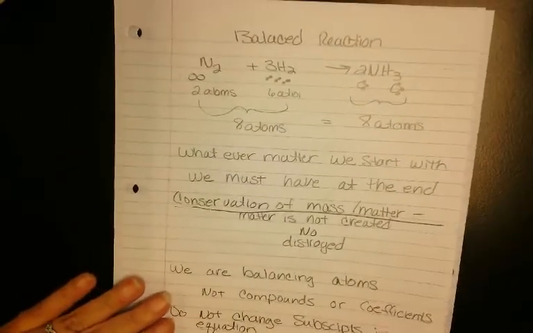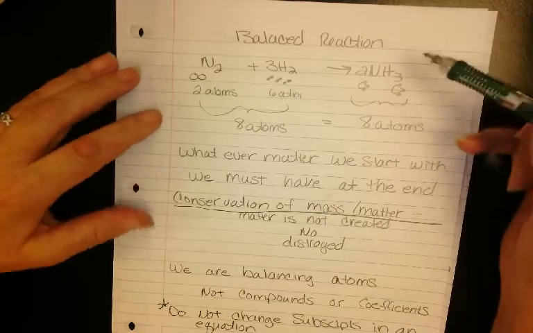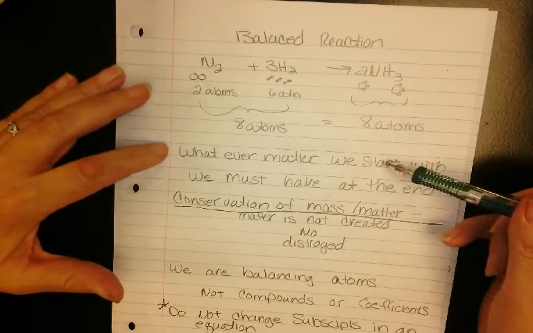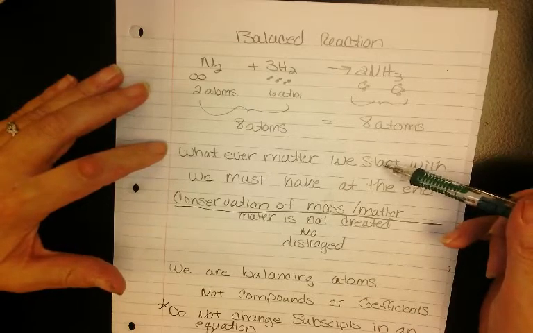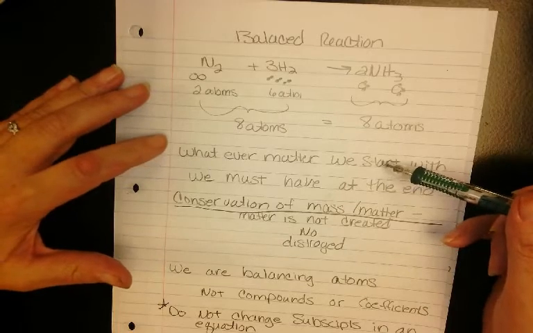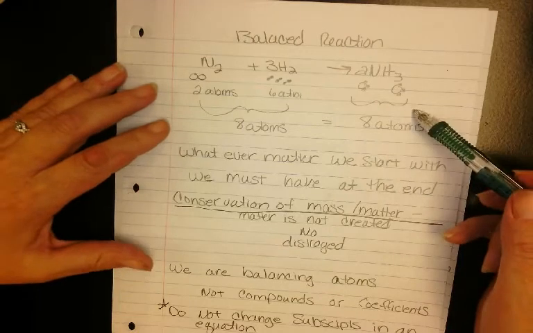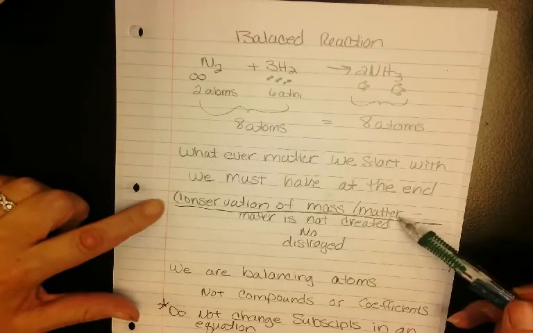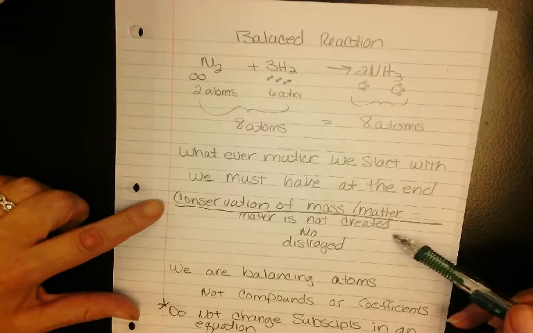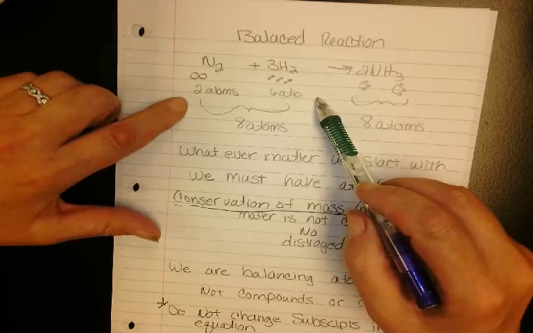And so let's go over why we are balancing this reaction. Well, first of all, if I have a container and I put in a bunch of reactants and I put a lid on it, when it's all done and rearranged, did anything jump out of my container? No. So we have to have the same amount of matter that we put in at the beginning and the end. And that's called conservation of mass or conservation of matter. Matter is not created nor destroyed. Okay, so what we're doing here is we're balancing atoms.